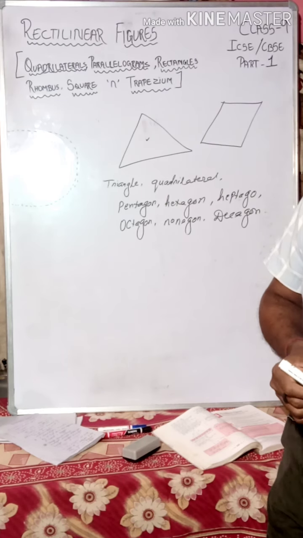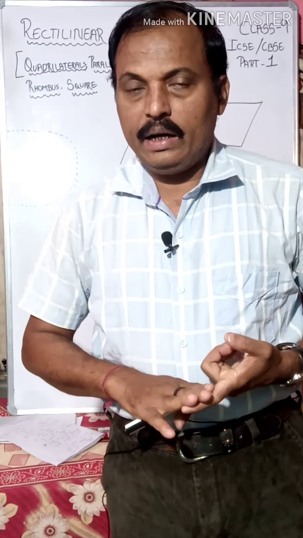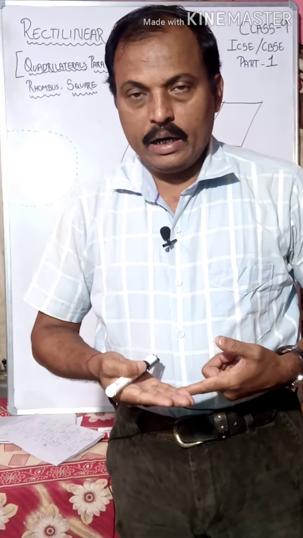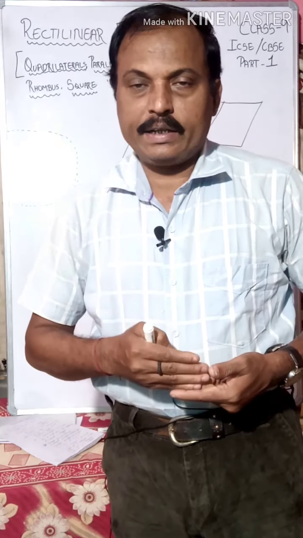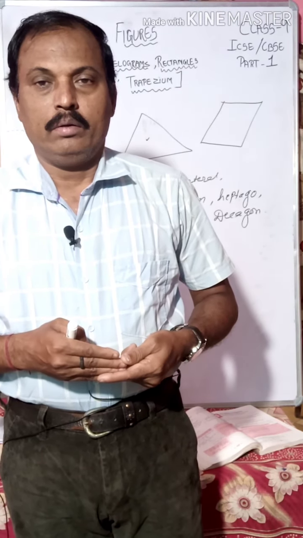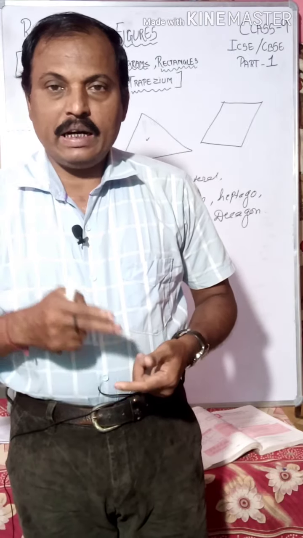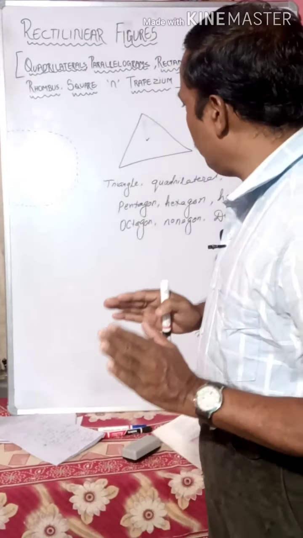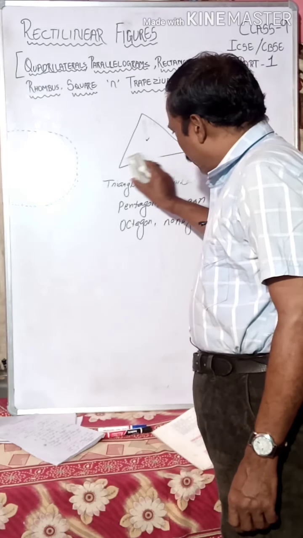These are the rectilinear figures. The smallest rectilinear figure is bounded by three sides, that is the triangle; four sides, quadrilateral; five sides, pentagon; six sides, hexagon; seven sides, heptagon; eight sides, octagon; nine sides, nonagon; and ten sides, decagon. This much you have to remember: triangle, quadrilateral, pentagon, hexagon, heptagon, octagon, nonagon and decagon. These are the kinds of rectilinear figure.